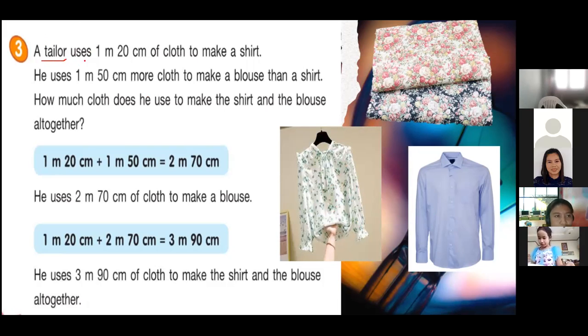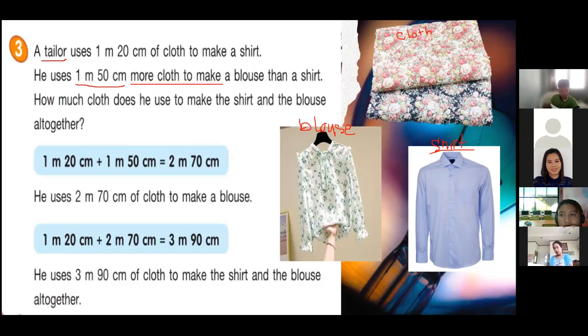So a tailor uses 1 meter, 20 centimeter of cloth to make a shirt. Okay, so this is the shirt, the example of a shirt of a man. And he uses 1 meter and 50 centimeter more cloth to make a blouse. So this is the blouse, for women, so that you understand what a blouse is. This is blouse and this is shirt and this one is cloth.